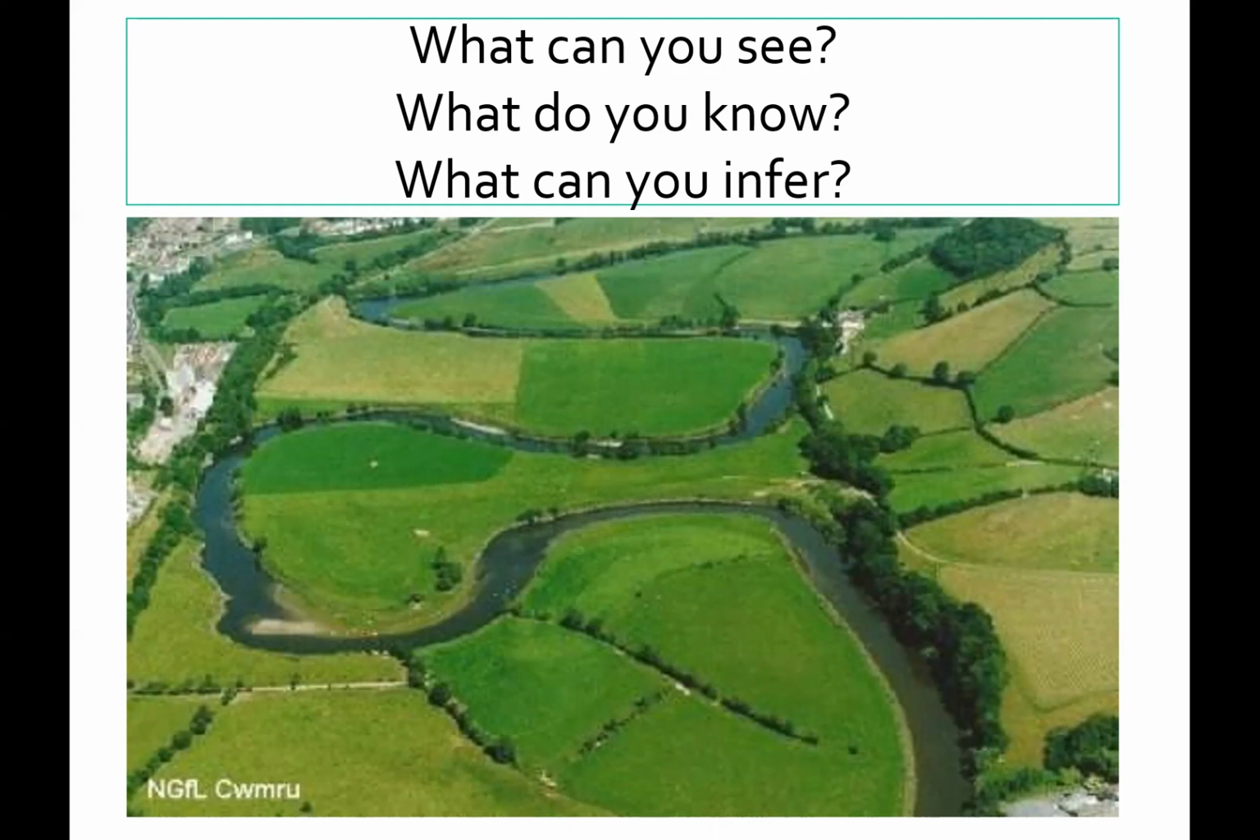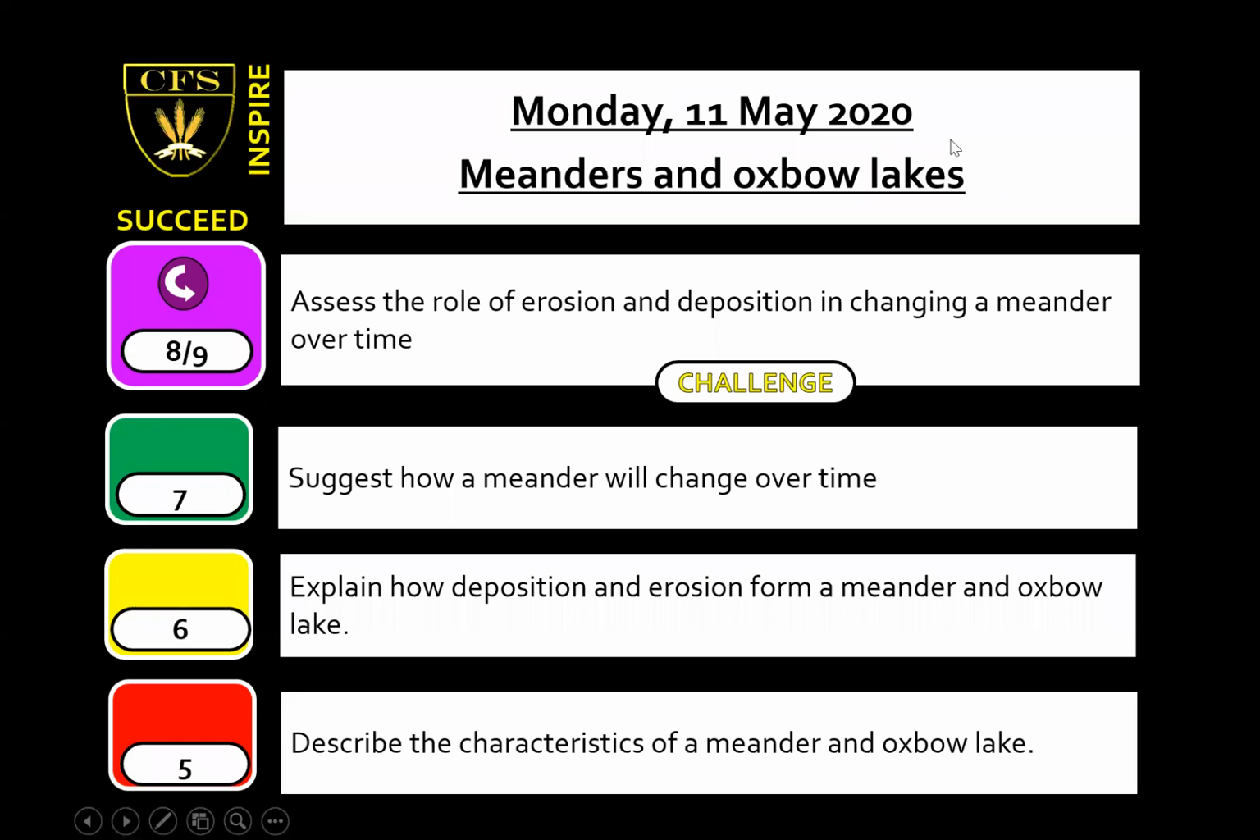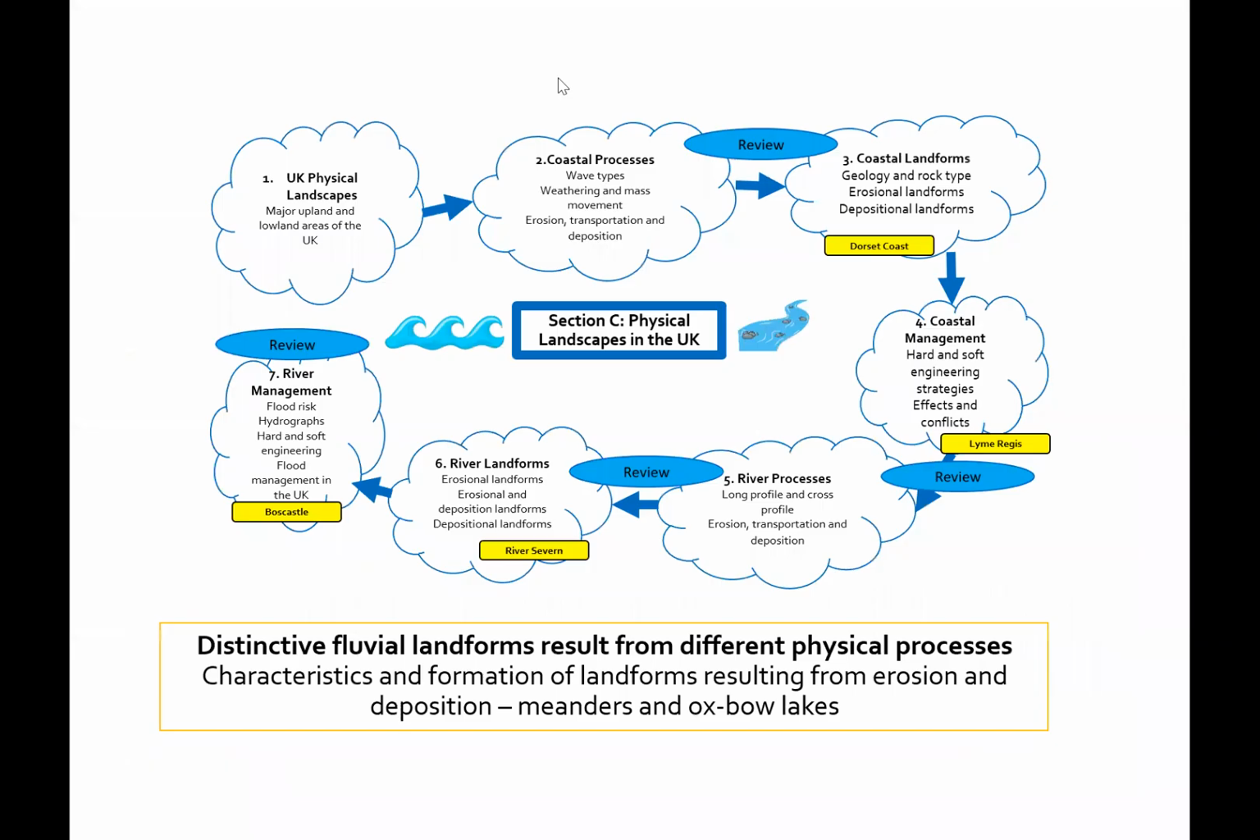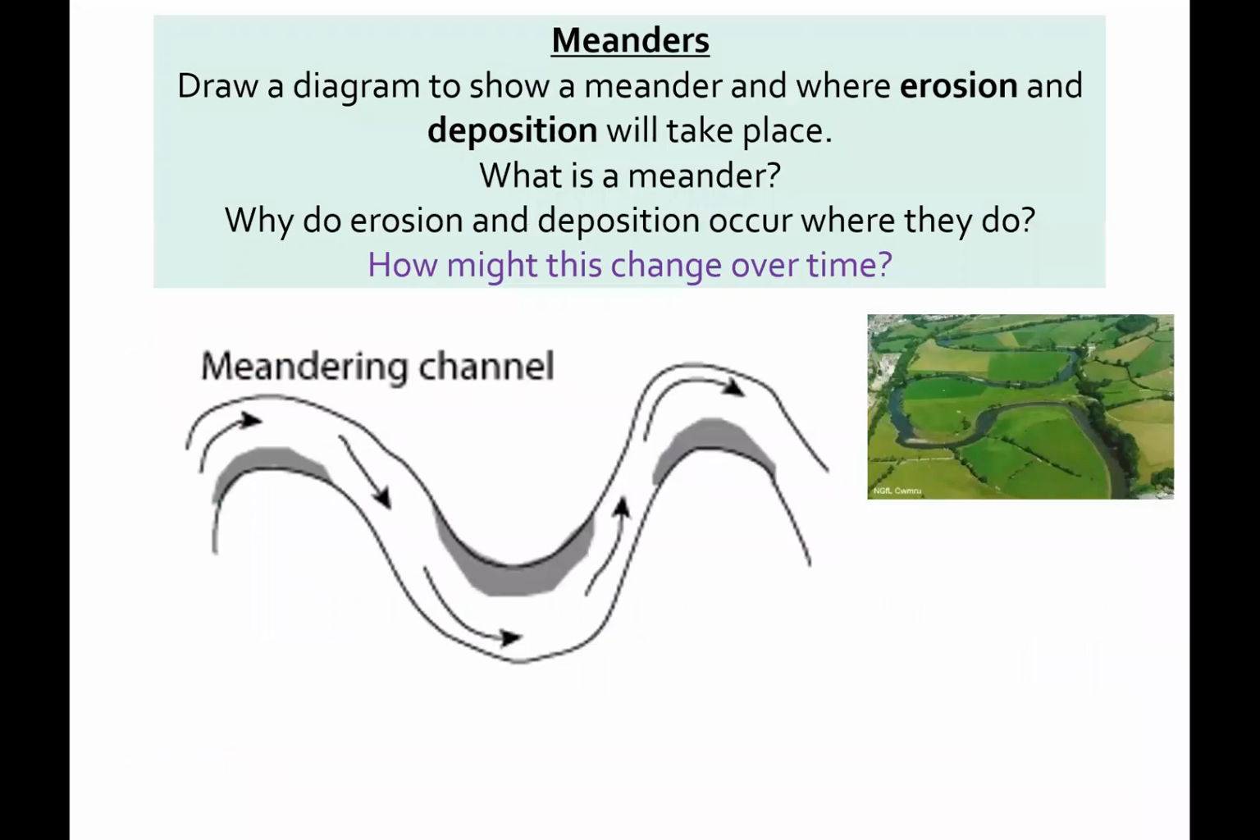We are going to look at meanders and what a meander can turn into over time, which is an oxbow lake. So we're just going to look at the role that erosion and deposition play in actually changing that bend, changing that meander in the river. We are currently down here looking at our erosional and depositional landforms, our meanders and our oxbow lakes. So we'll start with our meander.